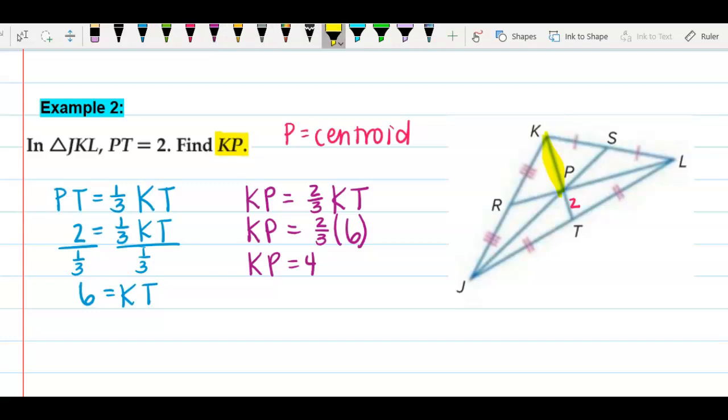Okay, which makes sense because if PT is 2, and that represents the 1/3 portion of this segment, KP, if that's representing the 2/3, should just be double what PT was, which makes sense that KP is then 4 because all we had to do was double it.